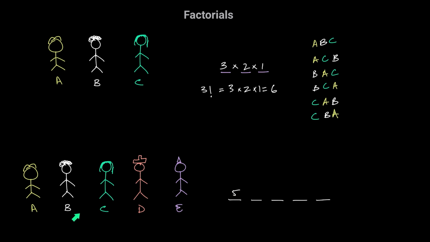I can pair that person up with 4 different people. So for example, if I chose A, I can pair him up with either of B, C, D, or E in the second position. That goes for anyone. Whoever I chose in the first position, there are 4 different people I can now pair that person up with for the second position.